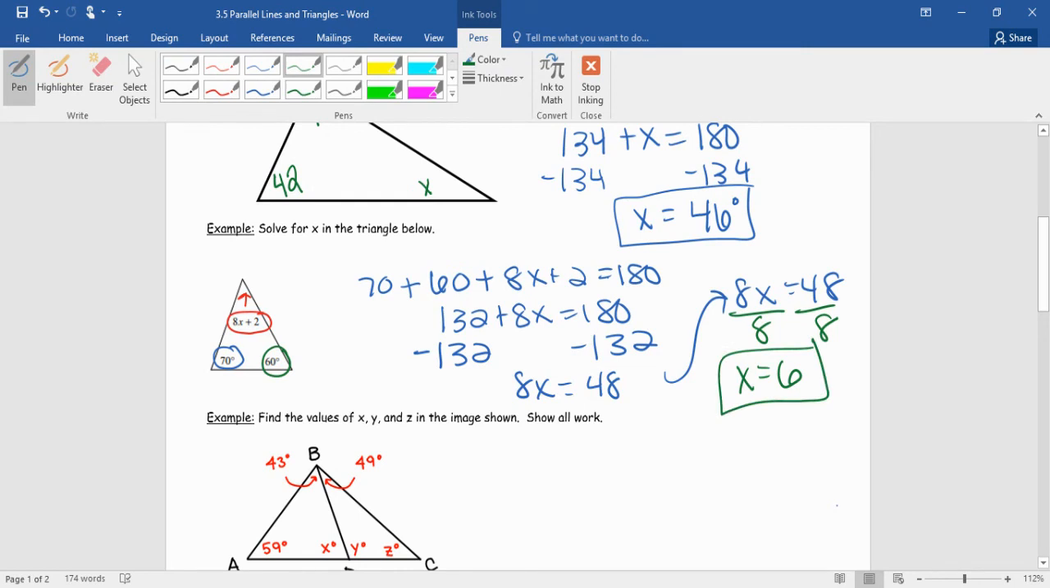That is not a degree. The 8x plus 2 is the angle. The x part is not the degree. If you plugged this x in, though, for 8x plus 2, you would get 50. So this top angle right here would be 50 degrees.